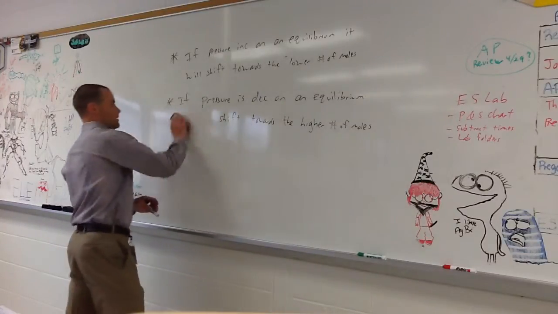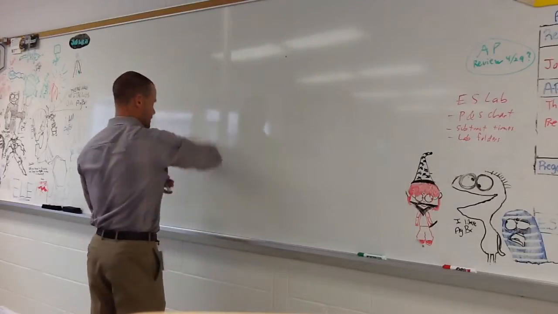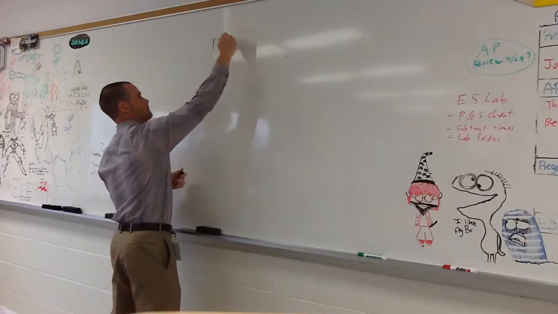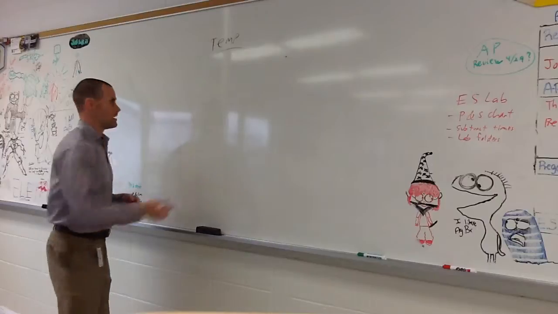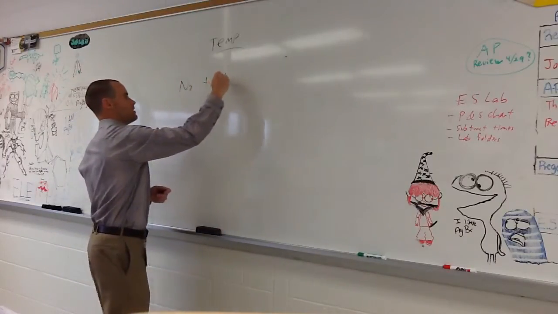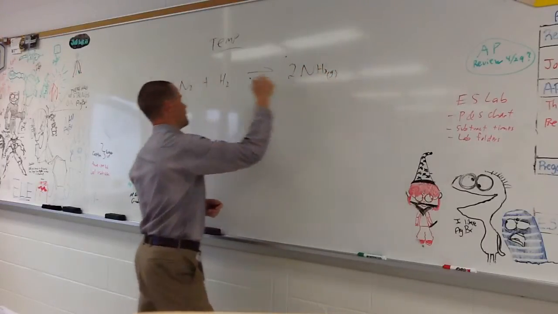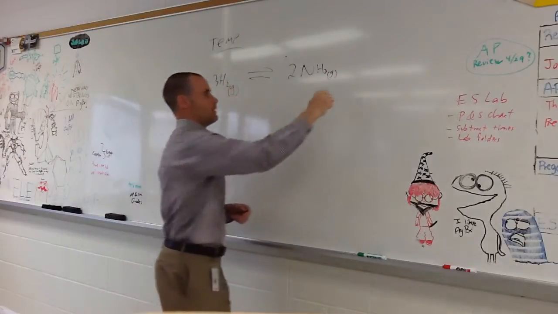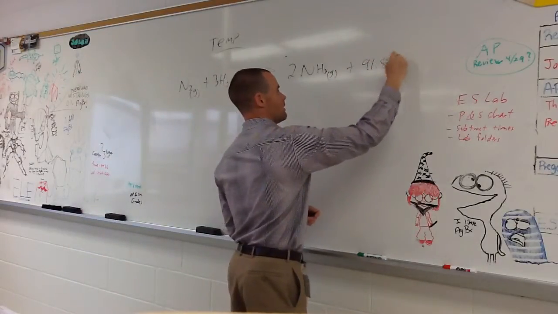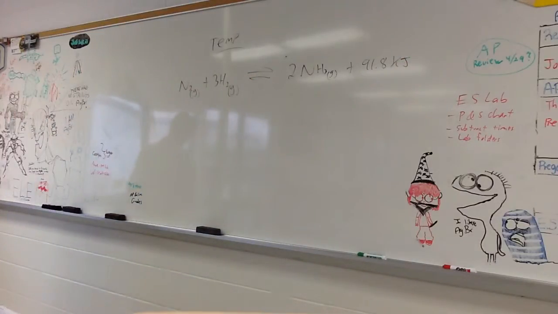So here we go. Temperature is a different story. So let's write this down. Temperature. So temp changes for equilibrium. I'm just going to give you an example. You have N2 plus 3H2 yields 2NH3. This is a gas, that's 3 gas, gas. And it's positive 91.8 kilojoules. They're not positive, but we're adding 91.8 kilojoules over there.